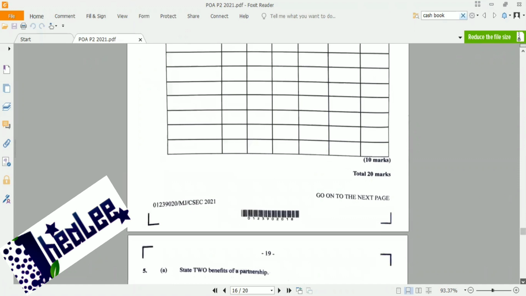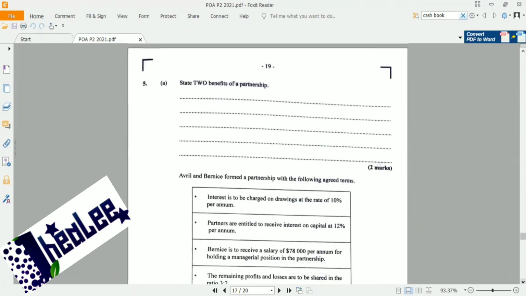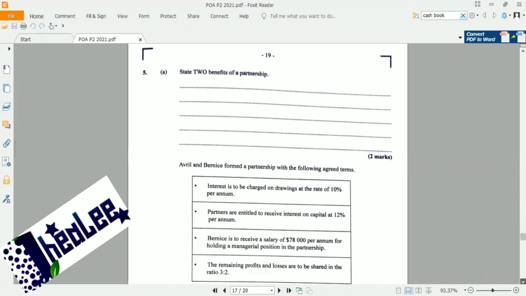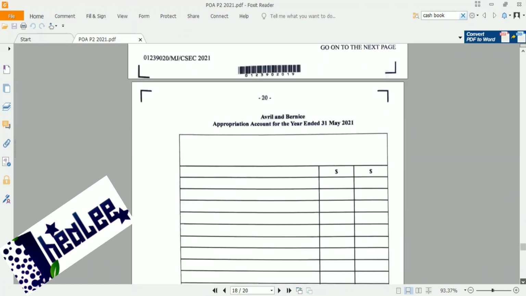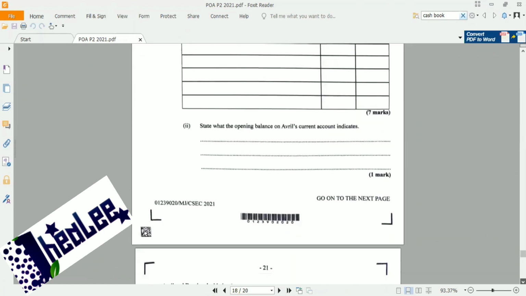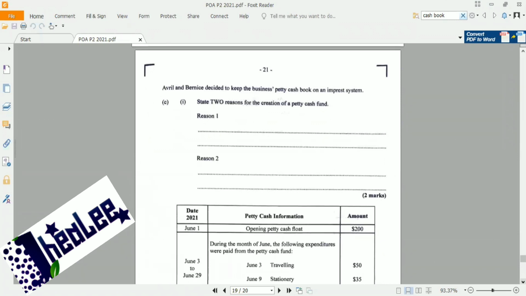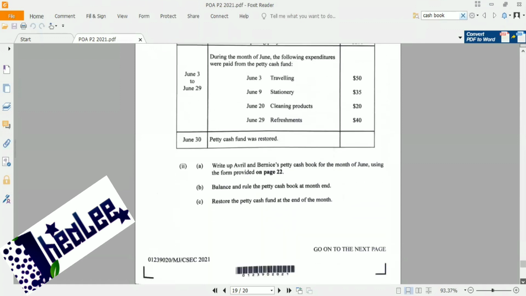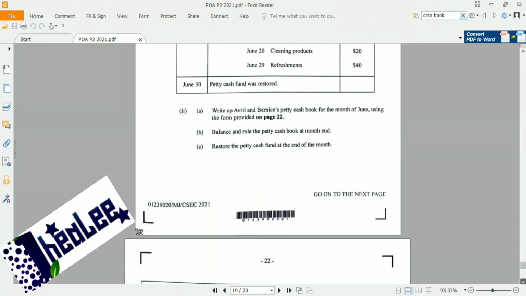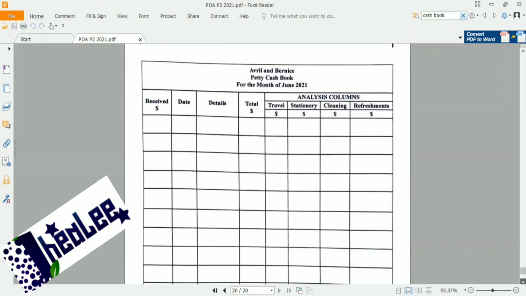And guess what? We are now into question 5. And question 5, A and B, is from the broad topic partnership. So you were tested on partnership. And part C tested your knowledge on preparing a petty cash book, which is from broad topic number 3, books of original entry. So basically, that was the examination paper.